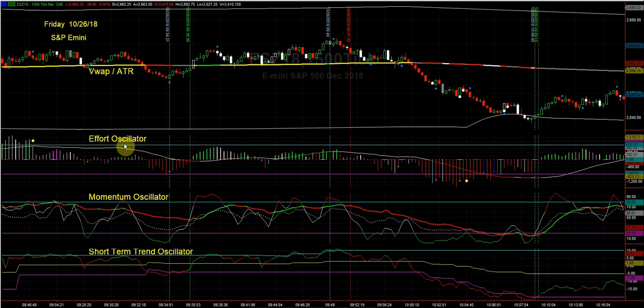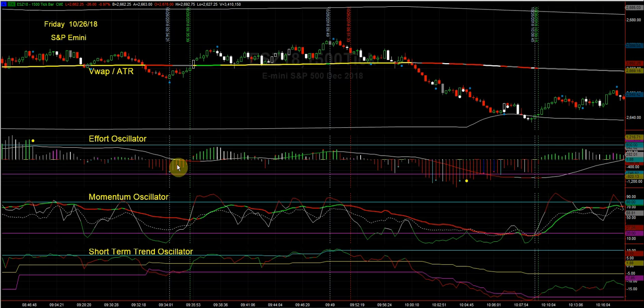Now, the effort oscillator is a proxy for volume. Embedded in it is volume, but volume is also included in the volume weighted average price. So we account for volume in several ways. One of them is within the effort oscillator. We're looking at what is the effort within the volume to take price up or to move price down.